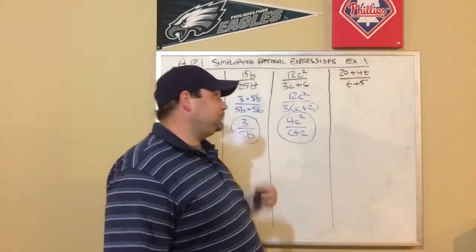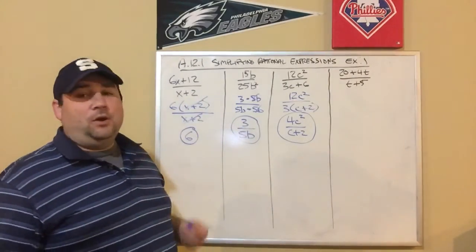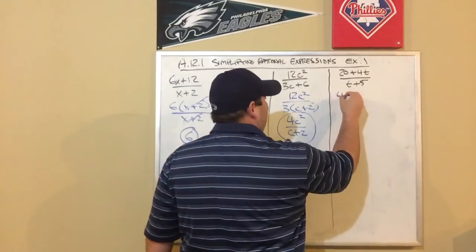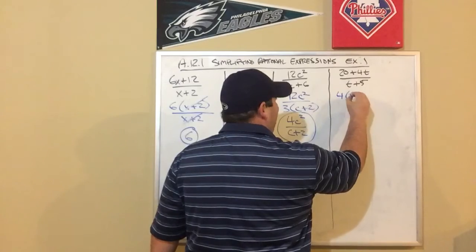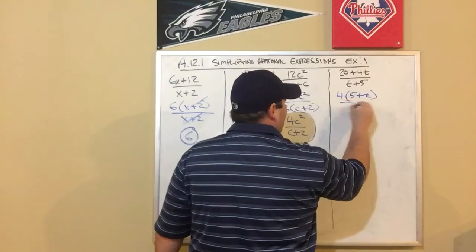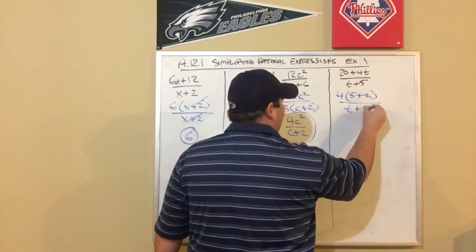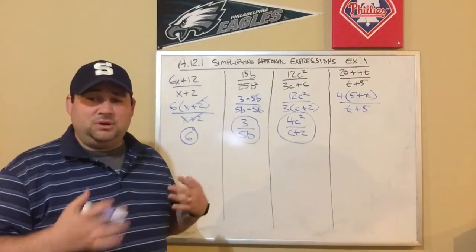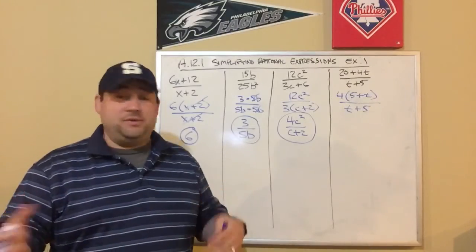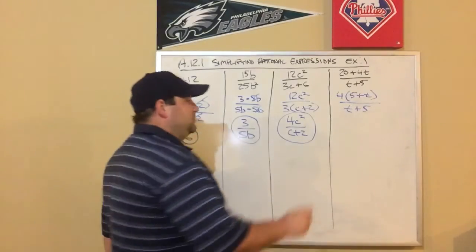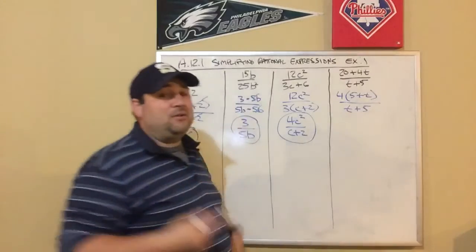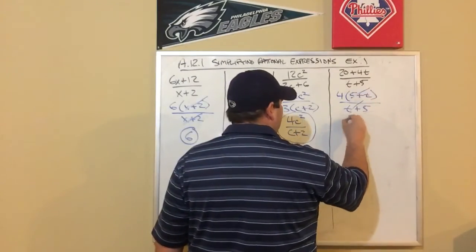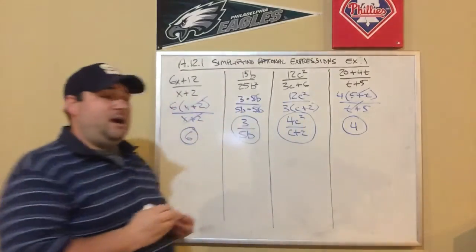So let's look at our last one. 20 plus 4t over t plus 5. I look at the top, and I see I could take a 4 out. I divide by 4, and now I've got 5 plus t, all of that over t plus 5. Now, we know with addition, order doesn't matter. 2 plus 3 is 5, 3 plus 2 is 5. So 5 plus t and t plus 5 are the same thing. So they can cancel out, and I just end up with 4. All right, so that's example 1.